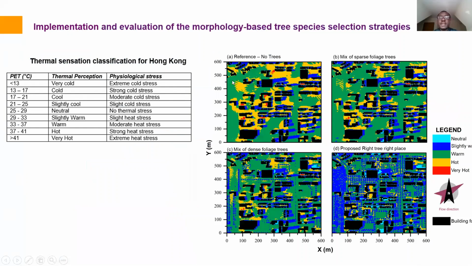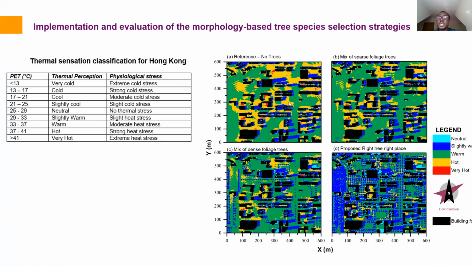Now this is what we have. So we then simulated again, and then we were able to derive the PET plot. So PET again is the objective thermal comfort index. Now higher values mean there is high heat stress, and lower values mean there is extreme cold stress. So in Hong Kong, most of the time you are in the slightly warm to very hot zone. So even when you have trees, it is still about slightly warm.